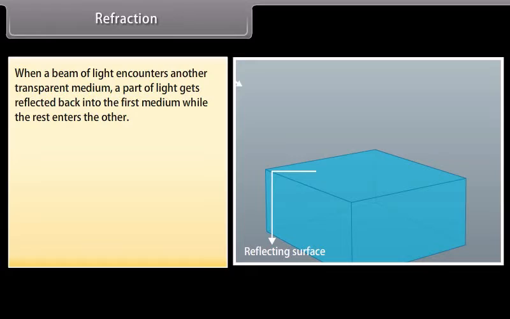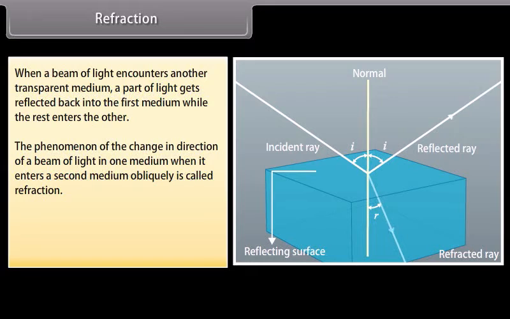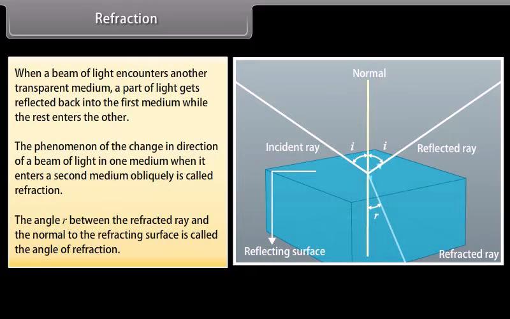Refraction. When a beam of light encounters another transparent medium, a part of light gets reflected back into the first medium while the rest enters the other. The phenomenon of the change in direction of a beam of light in one medium when it enters a second medium obliquely is called refraction. The angle r between the refracted ray and the normal to the refracting surface is called the angle of refraction.